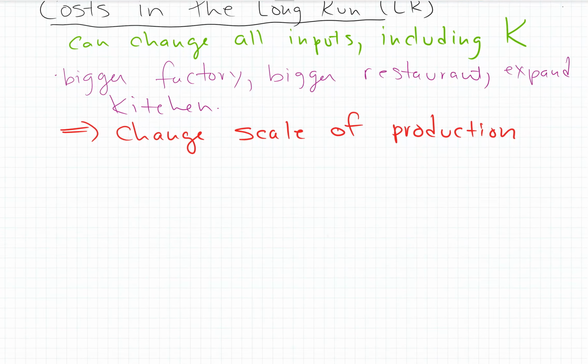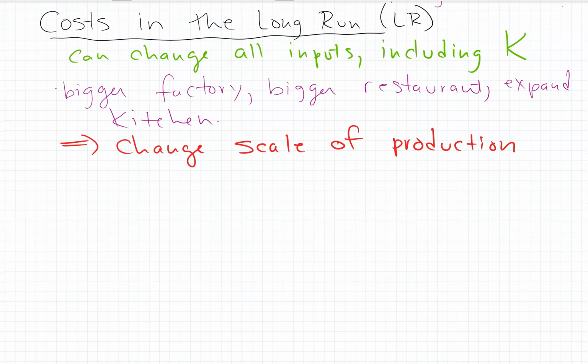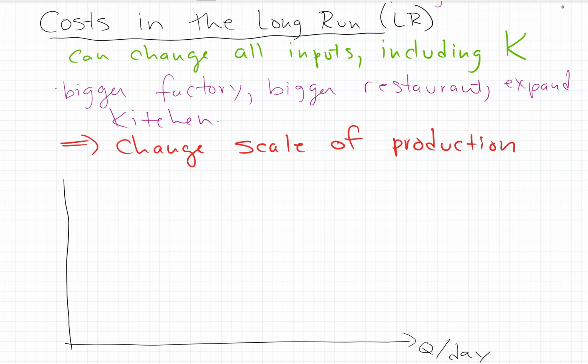We're going to draw a curve that's slightly different. You can think of this axis as quantity per day, or you can just call it output. So then here's our cost. It looks kind of like what we did before, but it's a little different. We're going to draw some short run curves. You can think of the average cost curve we drew before as a short run average cost curve.